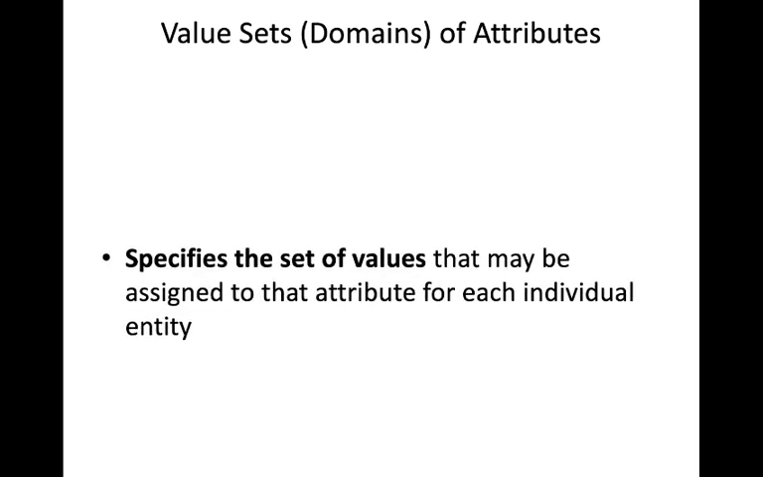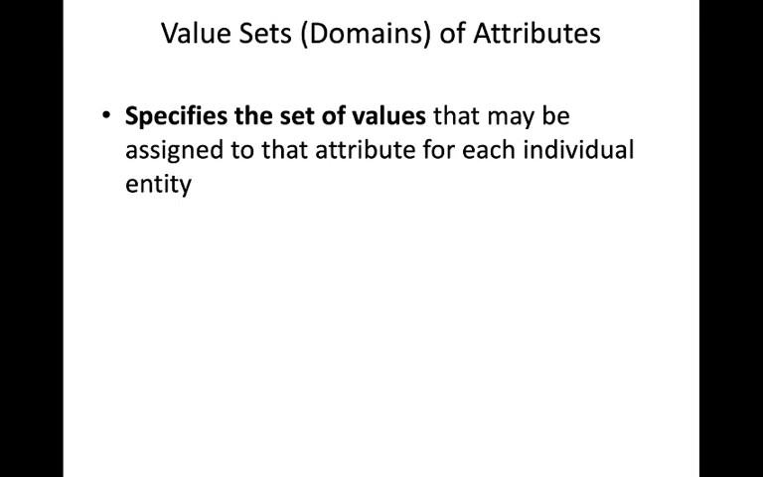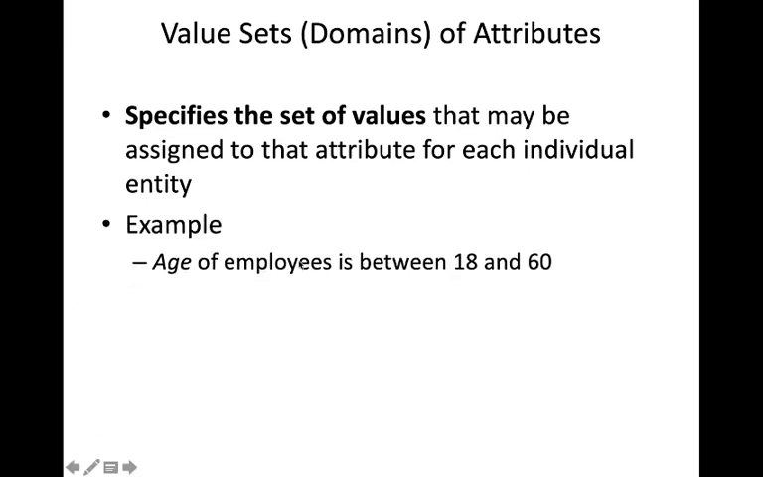The next topic is value sets or domain of attribute. Each attribute will take values from a specific set of values. This value set specifies the set of values that may be assigned to that attribute for each individual attribute. So we cannot take all values. For example, for age of employees, it should be between 18 and 60.